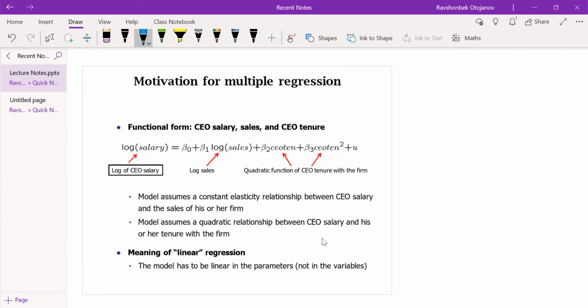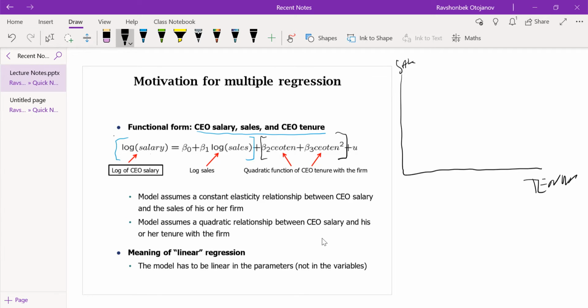Here is another example of flexible forms in multiple linear regression modeling. Notice here that it's log salary, the salary of CEOs as a function of sales, then tenure of the chief executive officer plus the square of the executive's tenure. The very interesting case here is that salary and sales have a constant elasticity, or log-log, relationship. So this is one function. And then you have another function where salary and tenure have a quadratic relationship, yeah. So there are two functions in one here, which is nice, isn't it, with multiple linear regression.